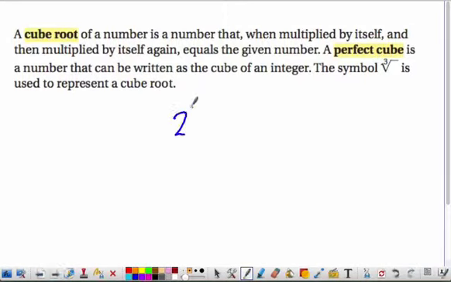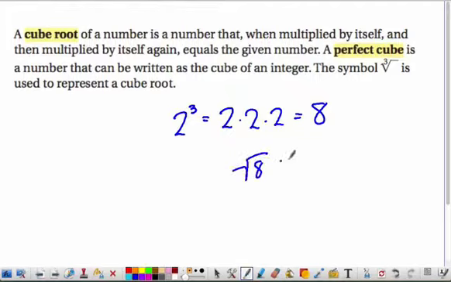For example, if we have 2 cubed, that is 2 times 2 times 2, which is 8, which means the cube root of 8, we're saying what times itself twice will give me 8. And I know that that's 2, so the cube root of 8 is 2. And so that's a perfect cube because our cube root is a whole number. It's an integer.